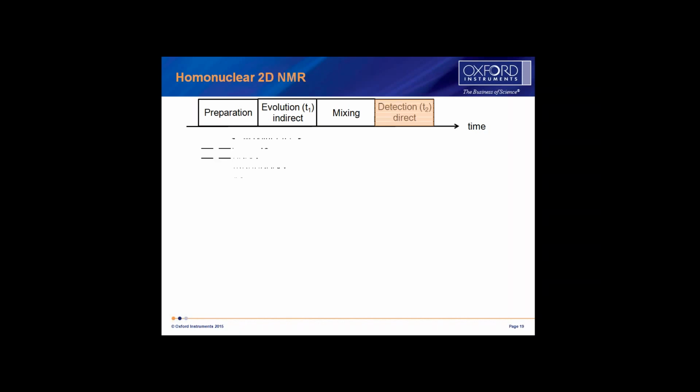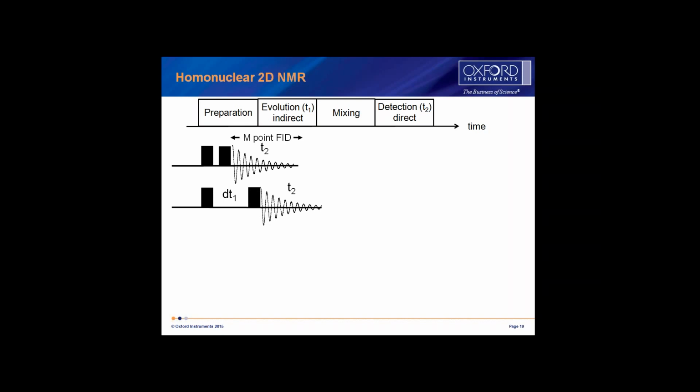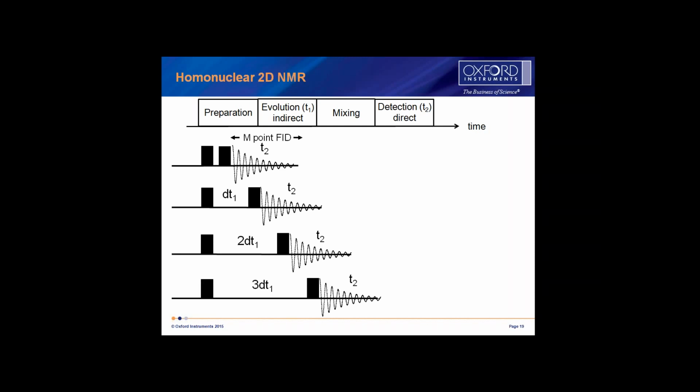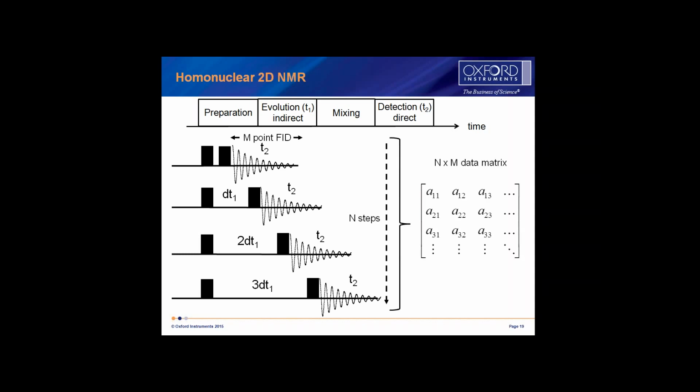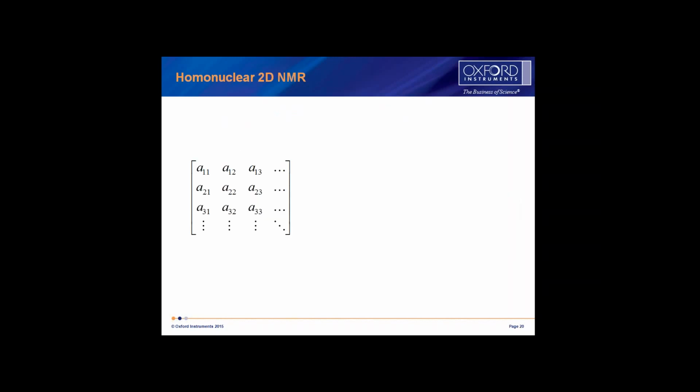So a typical 2D experiment would start, we would run through the experiment and collect the first set of data. We then repeat again, this time incrementing T1, and collect a new set of data. We continue doing this with increments in T1 until we've collected, say, n steps of m time points, creating a data matrix of n times m points. Now, in essence, this data matrix has two time directions. We have T2, which is our direct acquisition, and T1, which is our indirect acquisition.